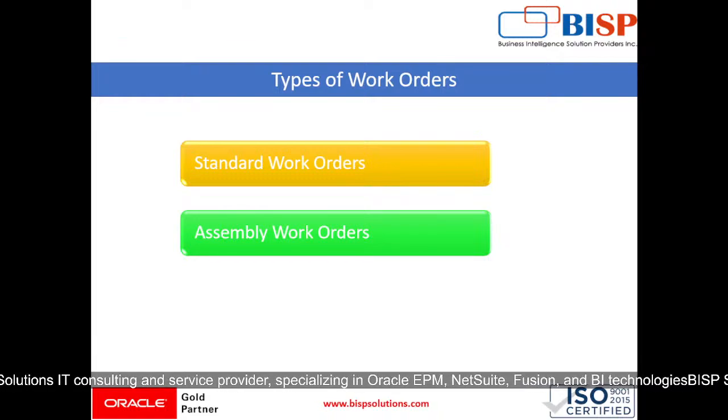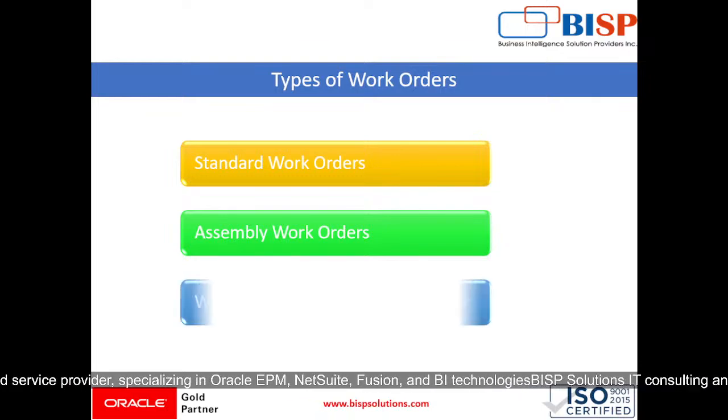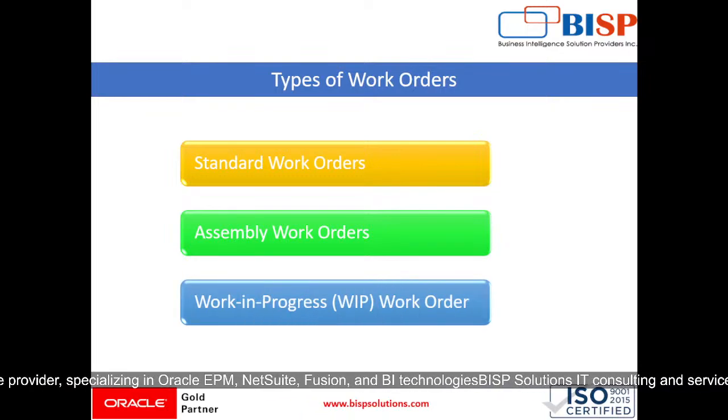Then comes our assembly work orders, used for assembling multiple components to create a finished item, which requires a BOM. And work in progress, which is the WIP work order, used for complex manufacturing processes with multiple stages, and it tracks raw materials, labor and overhead costs also.